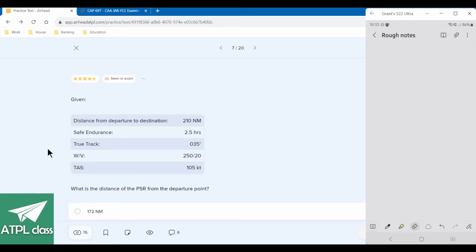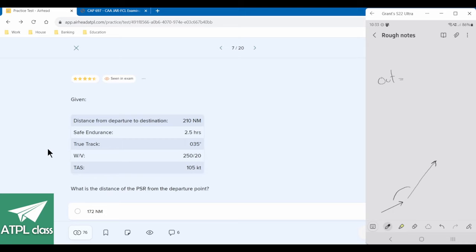So if we think about the outward bound leg, the outward leg is going to be the true track of 035, but the wind is 250. So the difference there is quite significant, actually. So let's just draw that out. 035 is like here, and 250 is about here.